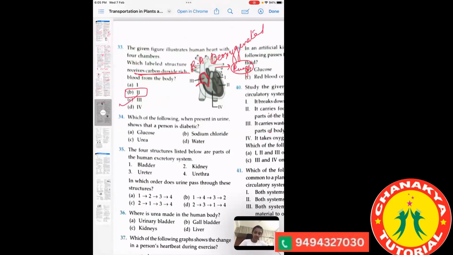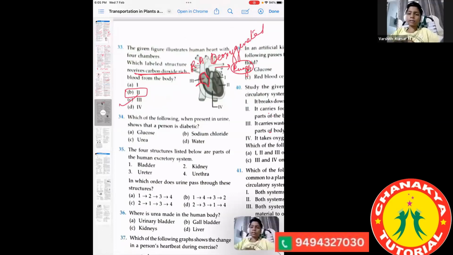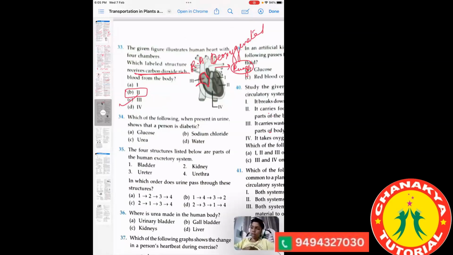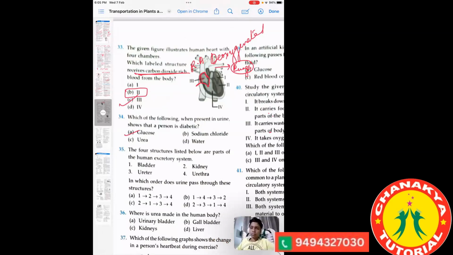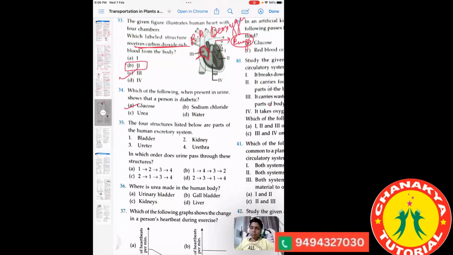Question number 34, Varshit. Which of the following, when present in urine, shows that a person is diabetic? Ma'am, I wrote option B. Basically, glucose. If the amount of glucose present is very high, then it shows that the person is a diabetic patient. Question number 35, Kritvik.